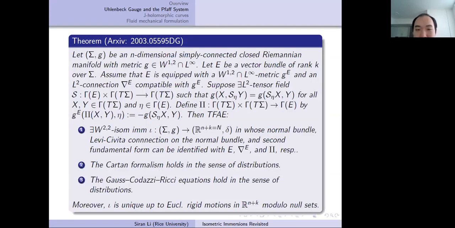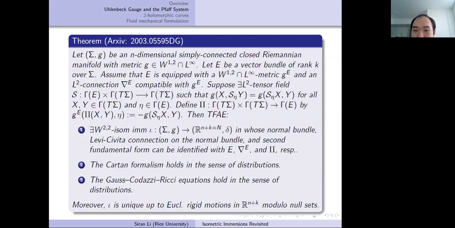Okay, so in this recent preprint, we proved the following. I apologize for this complicated-looking formulation, but actually the idea is rather straightforward. Let (Σ, g) be an n-dimensional simply connected closed Riemannian manifold, so it's compact without boundary, with metric in W^{1,2}. And of course, to make sense, I also need g to be L^∞.